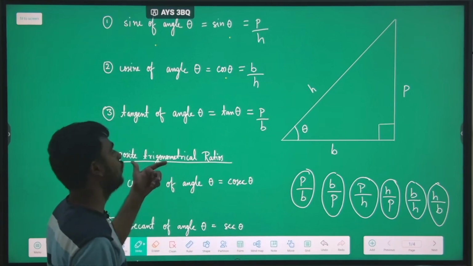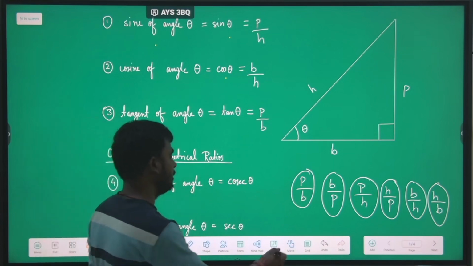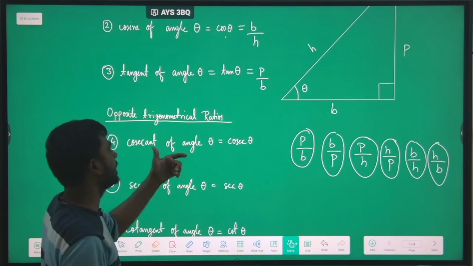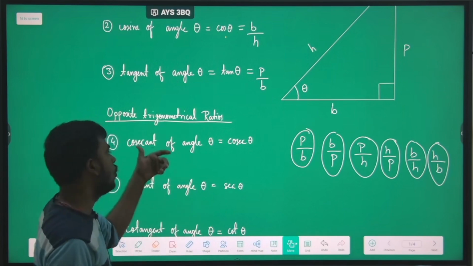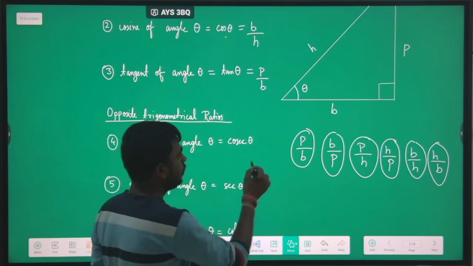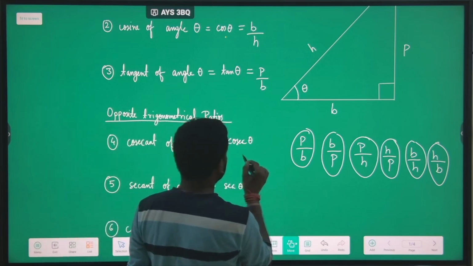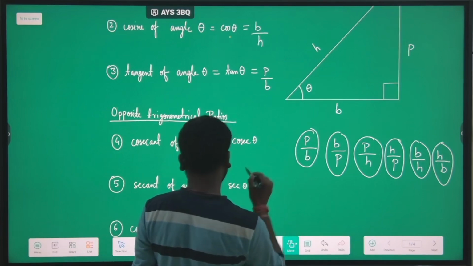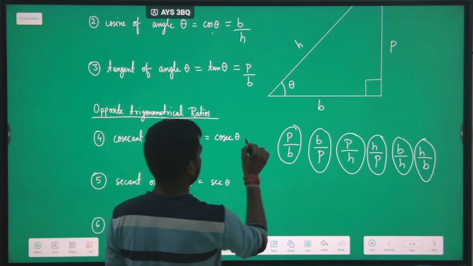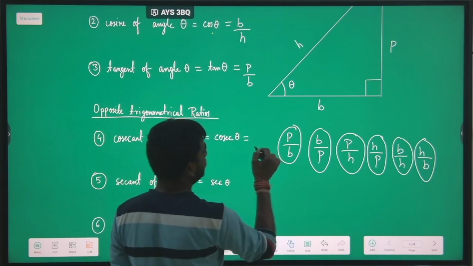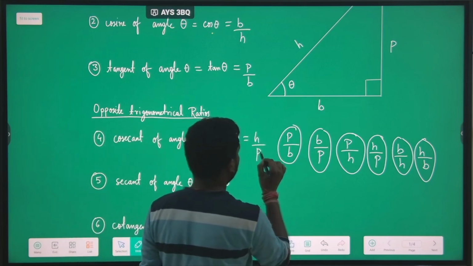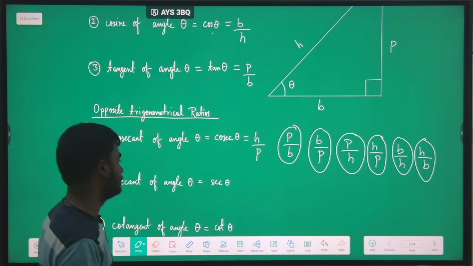They were termed as opposite trigonometrical ratios. What were they? Our fourth one was cosecant of angle theta, which is the opposite of sine theta. So we can say that it is equal to, since sine theta was P upon H, it will be H upon P. That means hypotenuse upon perpendicular.